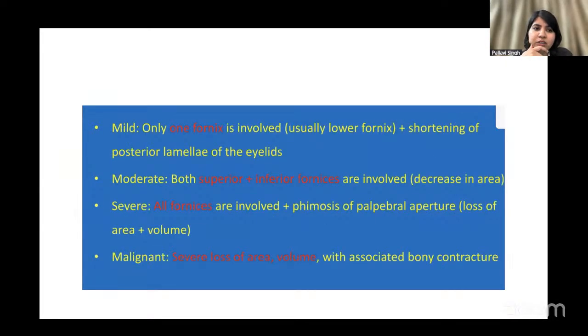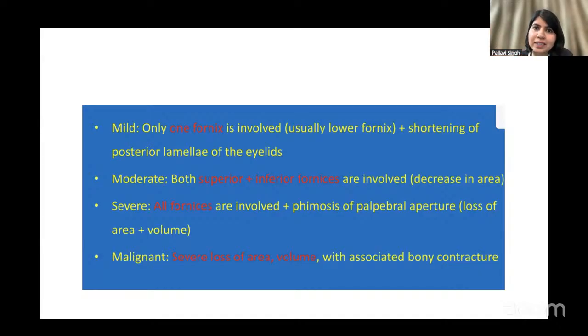socket contraction is this. I don't think it is named. Maybe it has a name and I'm missing it. But this is quite simple. It talks about mild, moderate, severe, and malignant. Mild is where only one fornix is contracted. Moderate is where there is a decrease in the area, but the volume is intact. Severe is where there is a decrease in the area and the volume. And malignant is post-radiation sockets where there is a bony contracture as well.